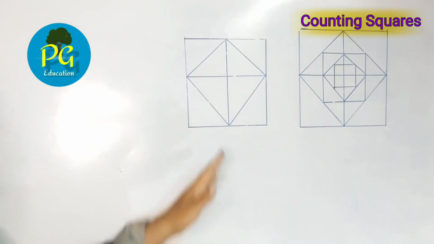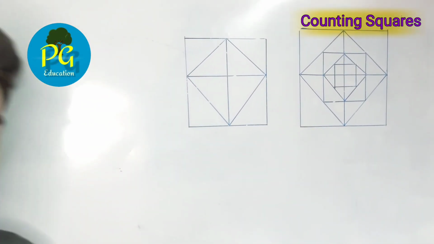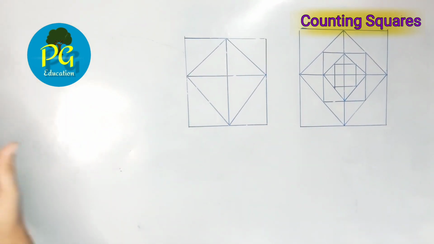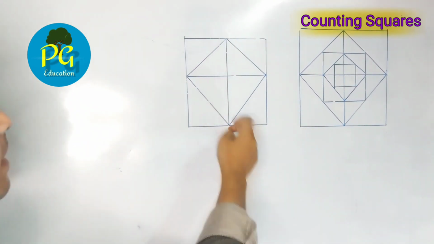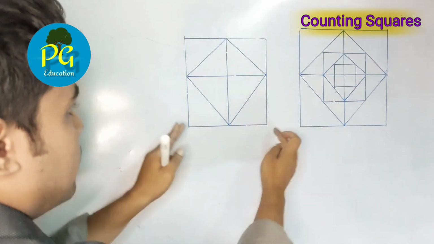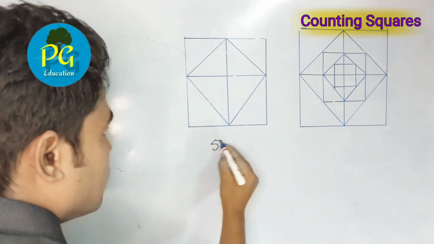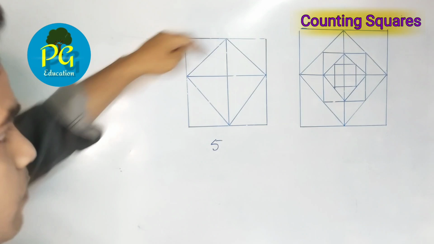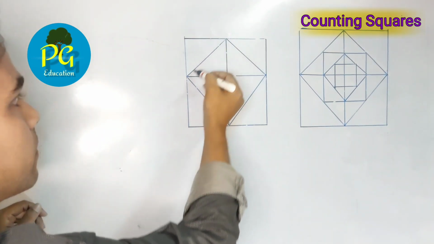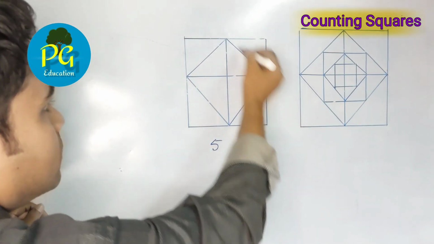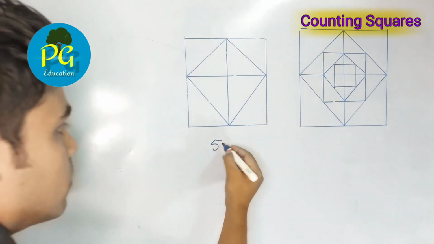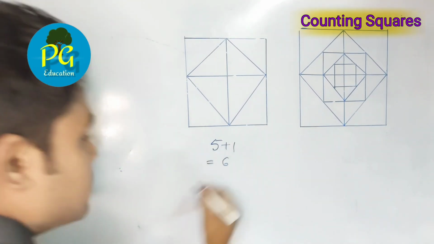Okay. Now next diagram. In this diagram, how many squares are there? I have already said that if there is a plus sign inside a square, then for this plus sign we have to count 5 squares. And look, another square is there, this square. So we have to add another one. So here we got 6 squares.